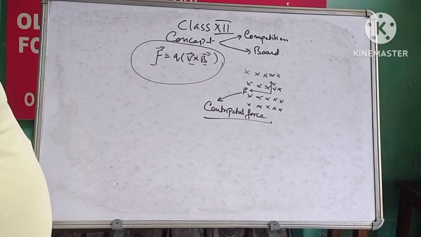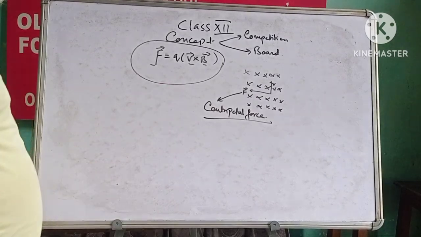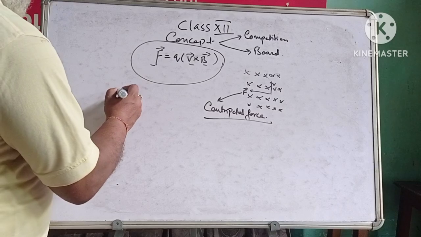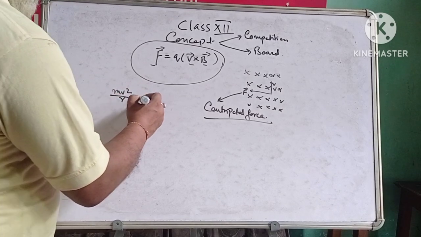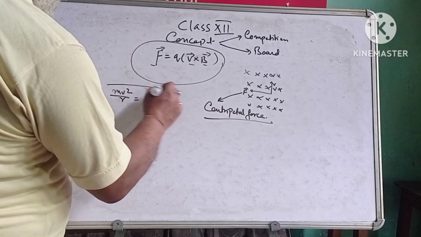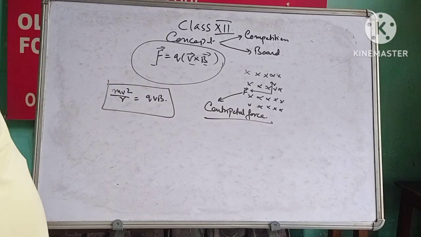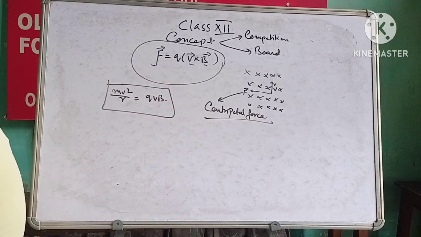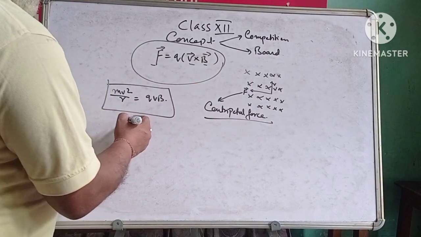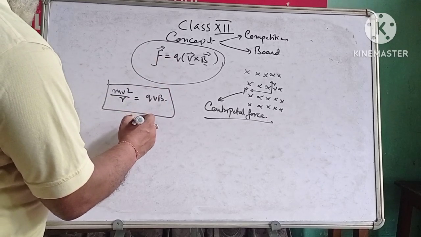So this centripetal force is mv square by r, and this is equal to qvB. Here there is a centripetal force, that means there is also a centripetal acceleration.